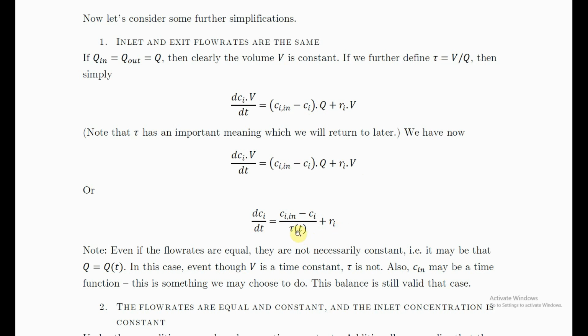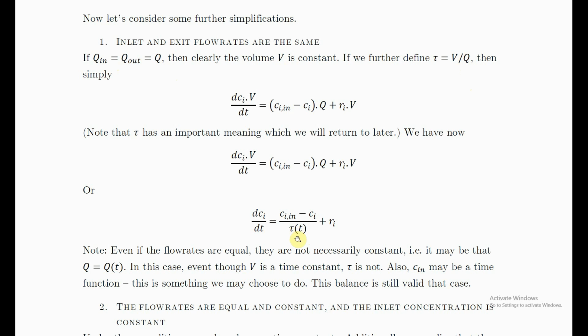Here you can see I'm emphasizing that tau might be a function of time, and that's because we know V is not a function of time, it's constant, but Q might be changing with time. We said Q in equals Q out, but Q might be a time function. So tau might be changing because Q might still be changing. So in that case, tau is a function of time. It's not that it crashes our equation or anything.